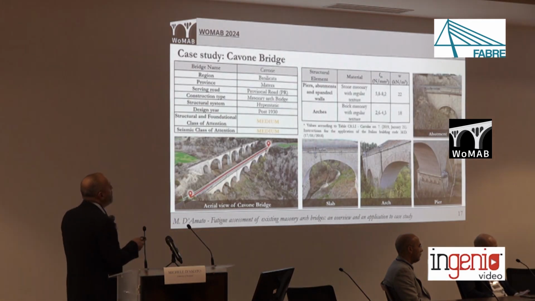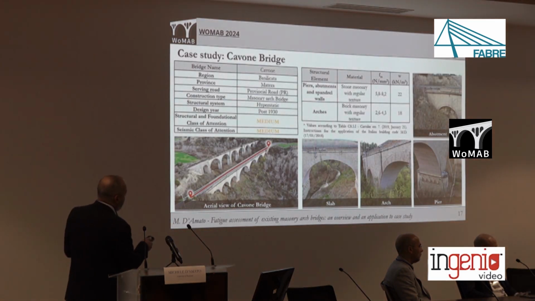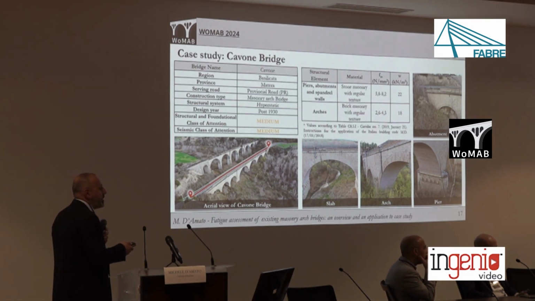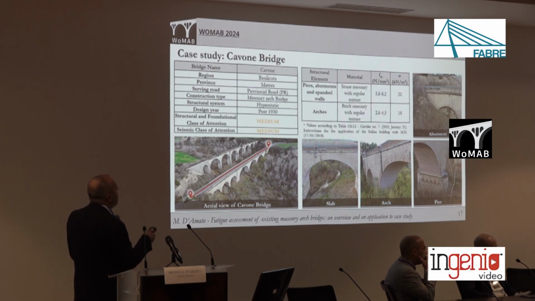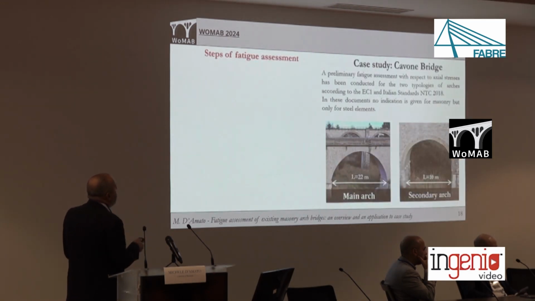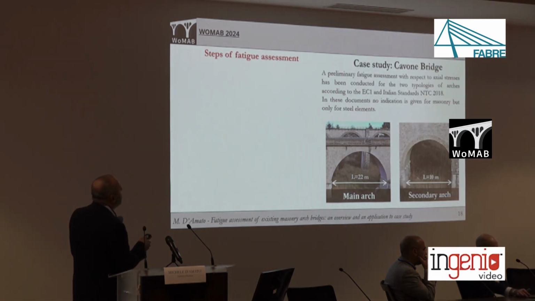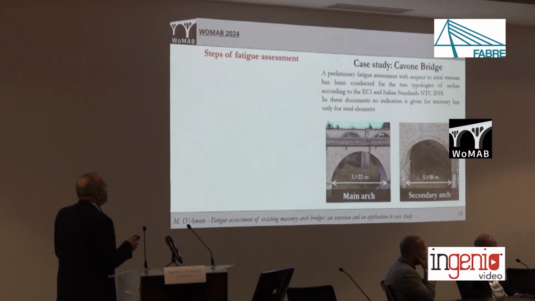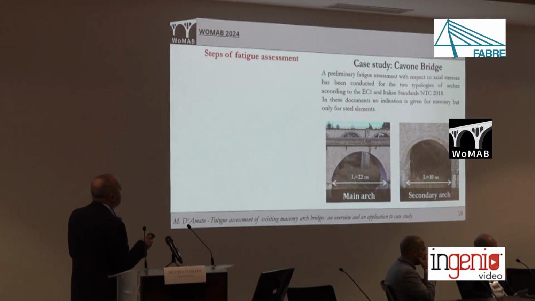And all elements of this bridge are made of masonry, two different kinds of masonry. Piers, abutments, and spandrel walls are made of stone masonry, while the arches that are investigated in this study are made of brick masonry with irregular texture. So by focusing on these two types of arches of the Cavone Bridge, we carried out a preliminary fatigue assessment with respect to the axial stresses acting within these arches, following the procedure proposed by Eurocode and Italian standards.